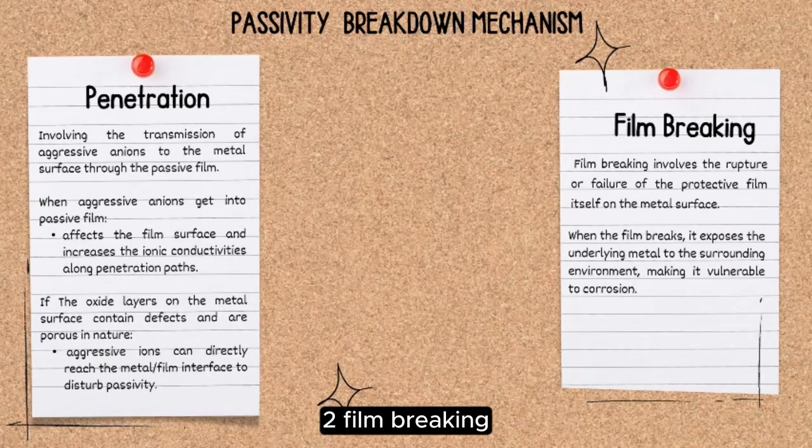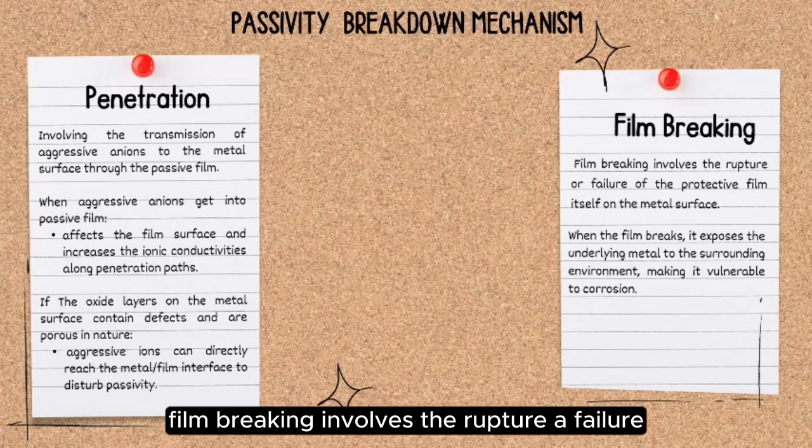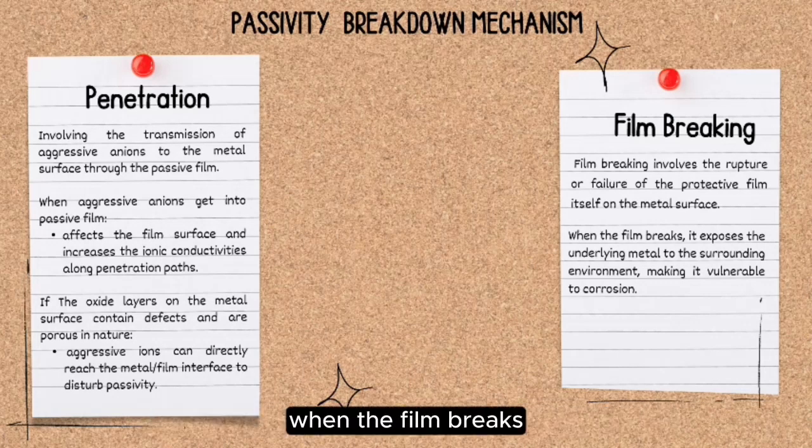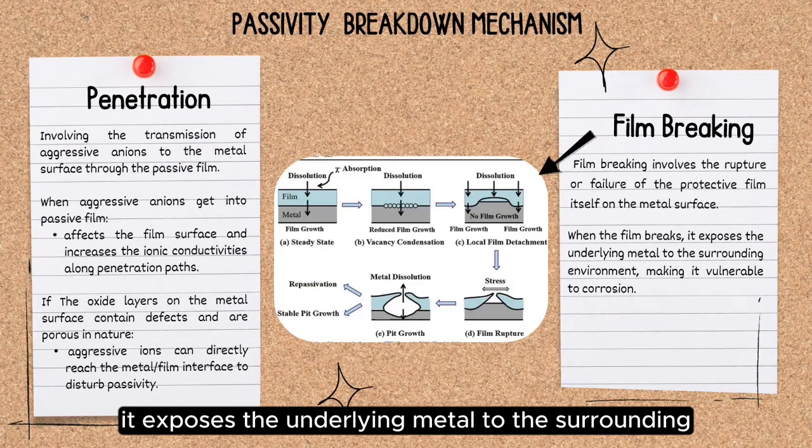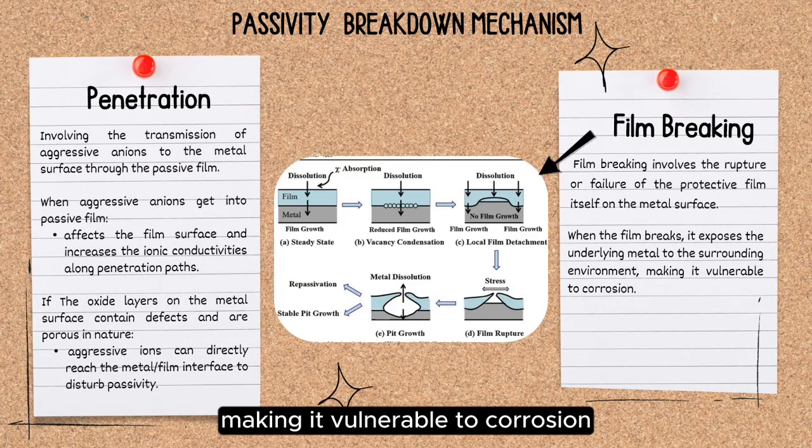2. Film breaking. Film breaking involves the rupture or failure of the protective film itself on the metal surface. When the film breaks, it exposes the underlying metal to the surrounding environment, making it vulnerable to corrosion.